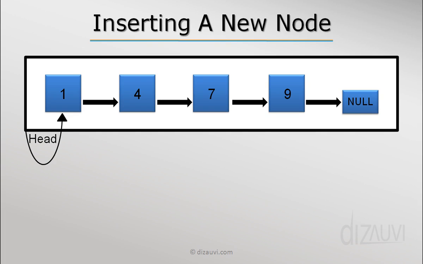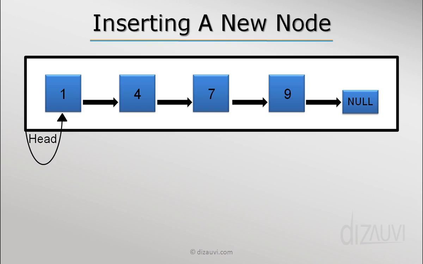Now let's see how a new node is inserted in a linked list. As we have discussed earlier, the only reference we have in a linked list is that of the head element. And one of the common use cases is to insert a new node at the head, which means that the new node to be inserted becomes the head element of the linked list. Let's see what we mean by that.